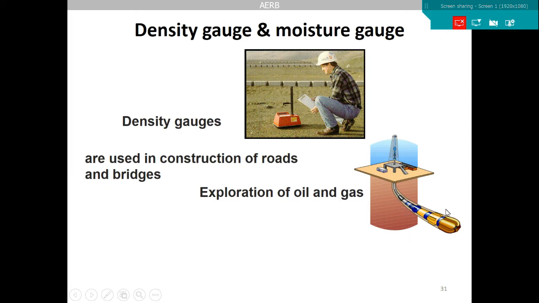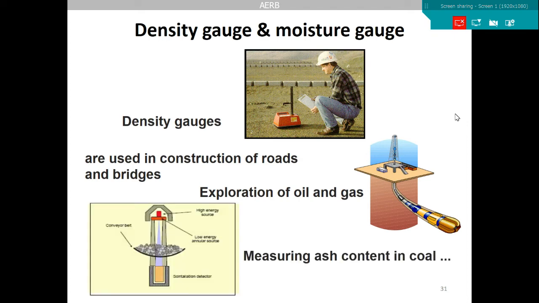And the neutron source will interact with the moisture around. When a neutron interacts with moisture, it loses energy. So a neutron with reduced energy will come back. When the neutron's reduced energy is seen, you know that there is moisture. If there is no moisture, they won't lose their energy. They'll continue to go. So this will give information to the geologists to decide whether to go ahead or not.